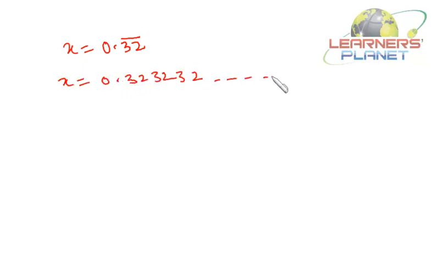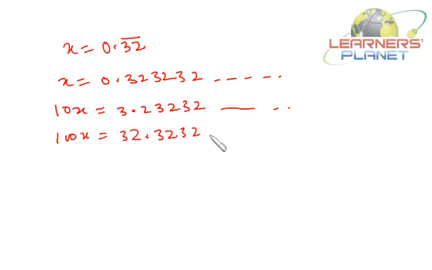Suppose I have a number, say x is 0.32 bar. That means x is equal to 0.323232. Let me multiply both the sides with 10. 10x will be 3.23232. Here I observe the block of numbers after the decimal is not the same in these two cases. So let me multiply 10x by 10 once more. So it's 100x is equal to 32.3232. So now we compare these two.